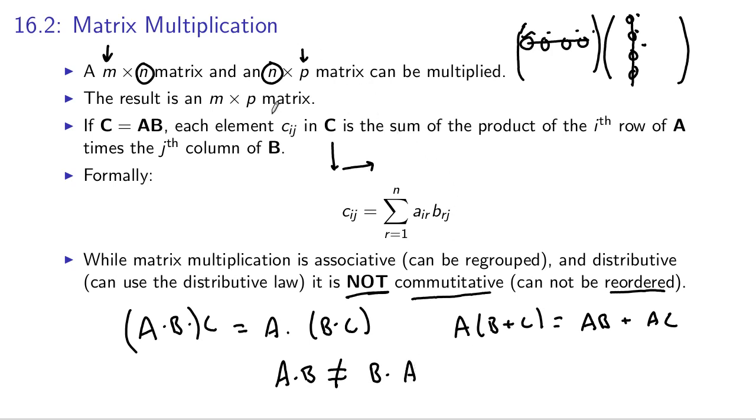And this is very easy to see, because what if A was a 3 by 2 matrix and B was a 2 by 2 matrix? Well, we can multiply A by B because these dimensions match. But we can't multiply B by A because the 2 and the 3 don't match. So we can't even start to multiply. And if we did, say it was a 2 by 3, we wouldn't get the same result. So it's not commutative.